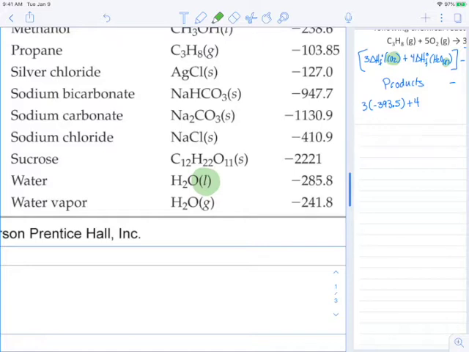and the reason is if we were in class, I would probably have you doing this at your table, and probably at least 20% of you would grab the wrong value. You'd grab the gas instead of the liquid. So be really careful with that water. Always make sure you grab the correct state. So for us, we want this one right here, negative 285.8.